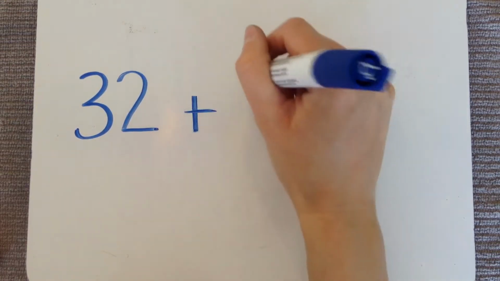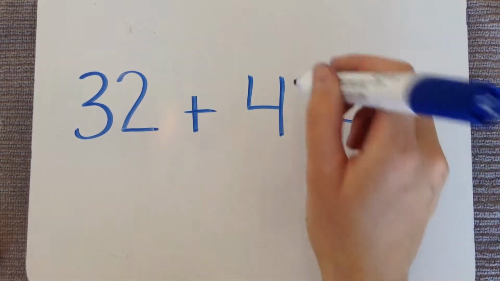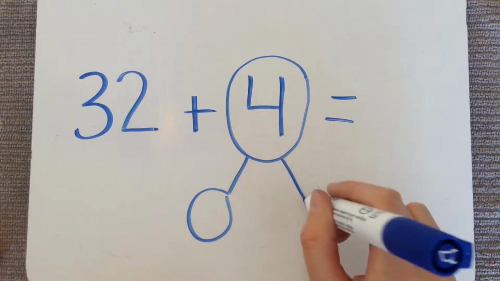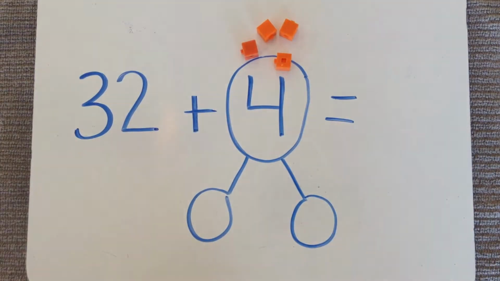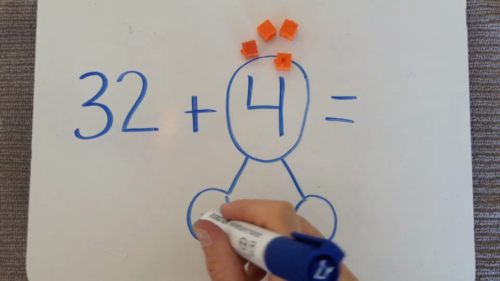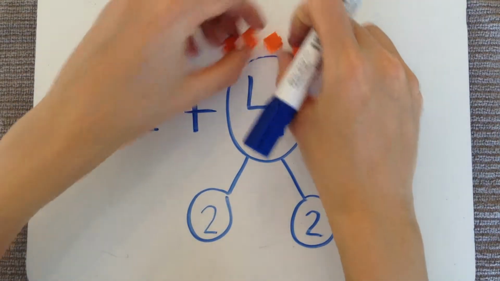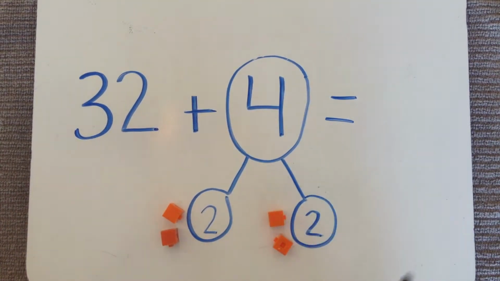32 plus 4 equals. Well, I can circle the 4 and think about it in a different way. Remember, 4 is really just the same as 2 and 2. It's just written in a different way. And the reason I want to write it as 2 and 2 is because now I can use skip counting by twos to help me find the answer.